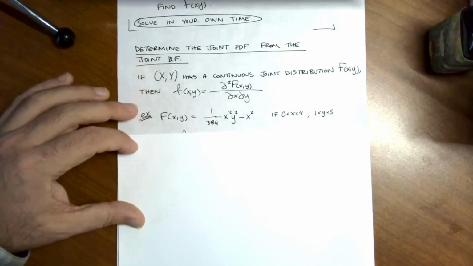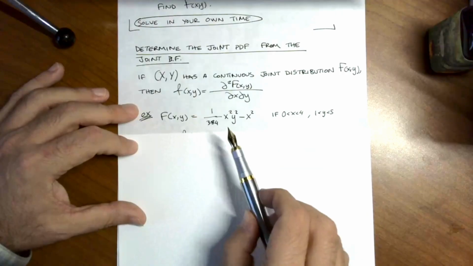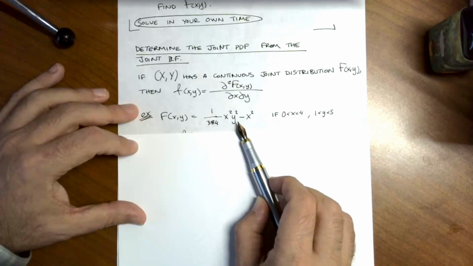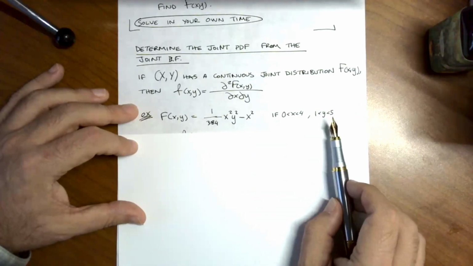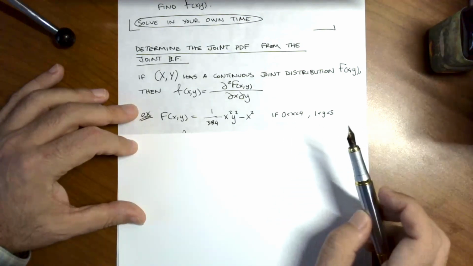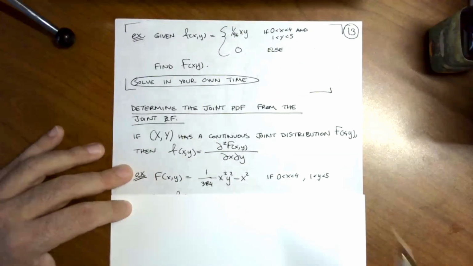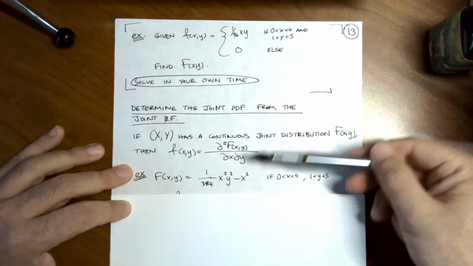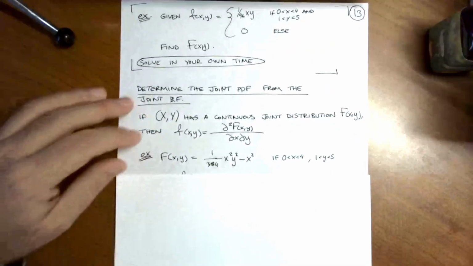An example for this one. Let's say that I'm going to give you a capital F of x comma y, the joint distribution function, as 1 over 384 times x squared times y squared minus x squared. And I'm going to say that this works as a distribution function for x that ranges between 0 and 4 and y that ranges between 1 and 5. You should be suspicious already because these are effectively the intervals for which this PDF is defined. So maybe these two functions are somehow related. Let's see how this is going to work out.